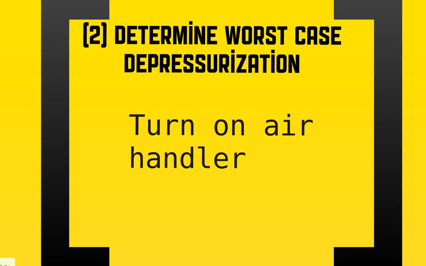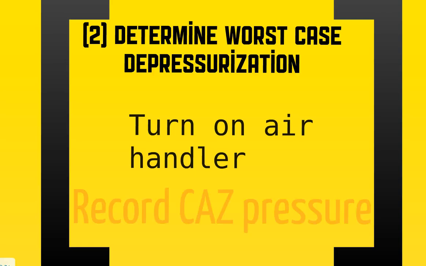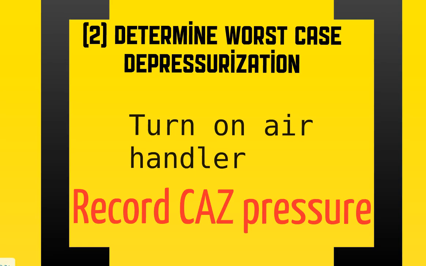Step 2 in determining worst case depressurization is turning on the air handler. Turn that air handler on, whatever it takes to get it on, and then record the CAS pressure. Now, if you've exceeded the worst case depressurization limit at this time, then there's a good chance that there's something going on with the ductwork or the air handler itself. You're going to want to take a close look at what's going on around that furnace.